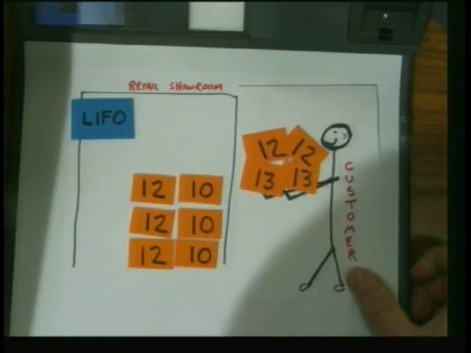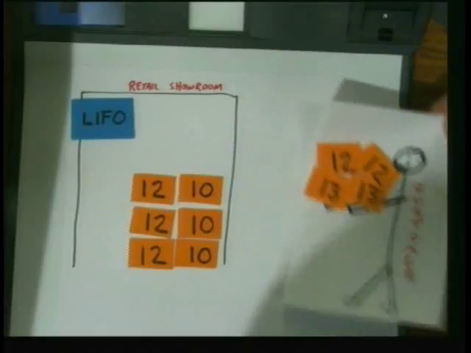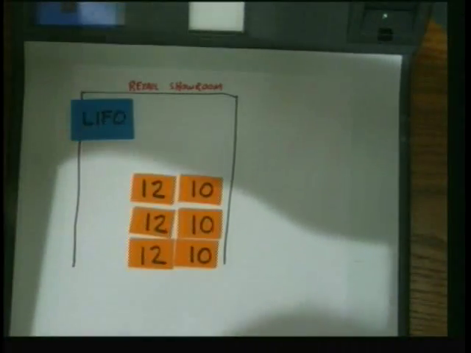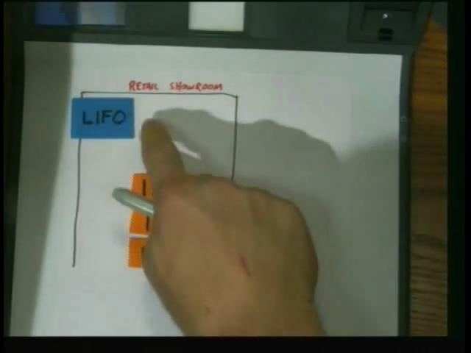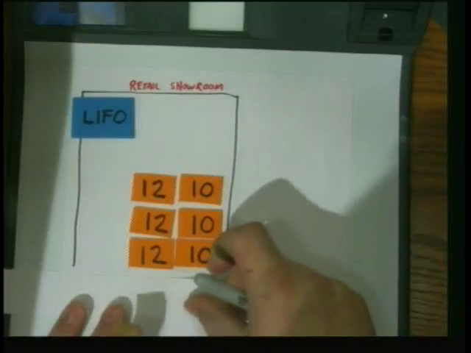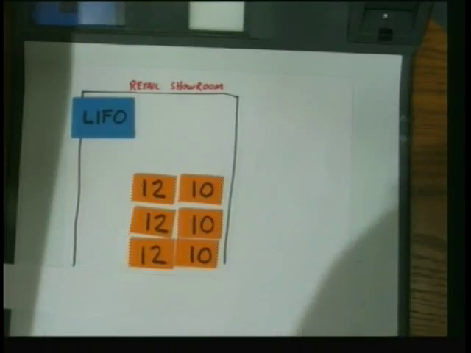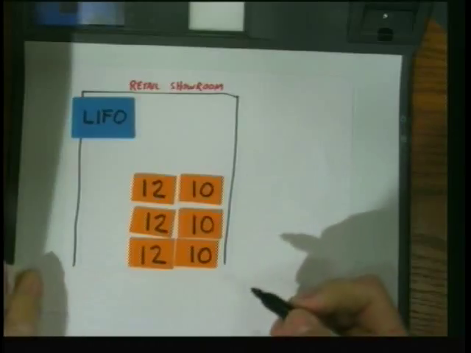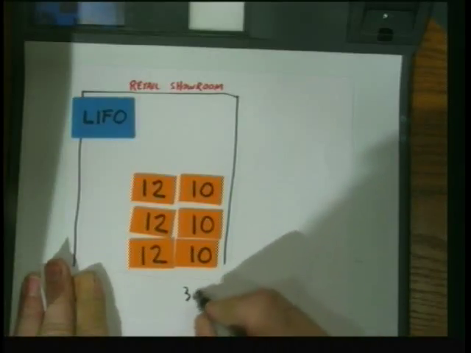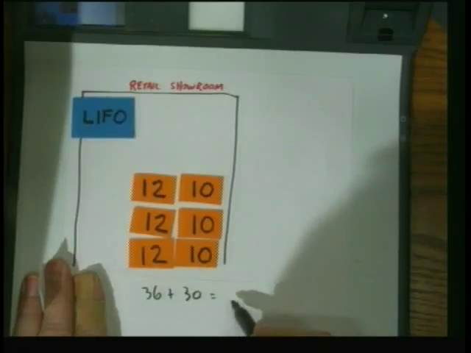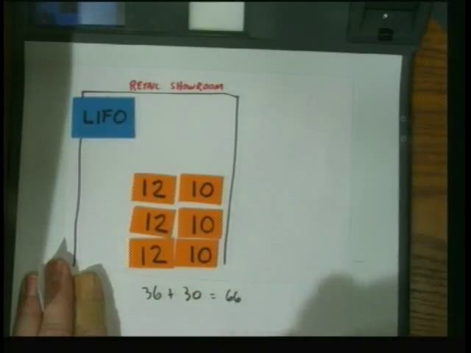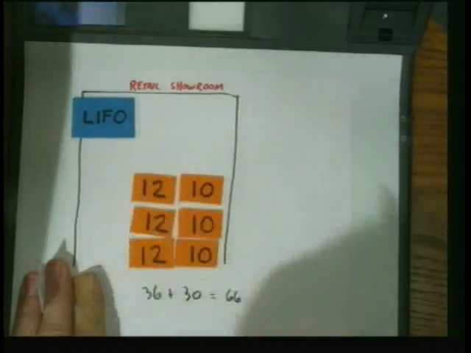Okay. So our customer leaves out the door. Last in, first out went out the door, but the first in is still here. So what is our ending inventory at this point? It is 30 plus 36 equals 66. Does that make sense? Cool. It's the LIFO method.